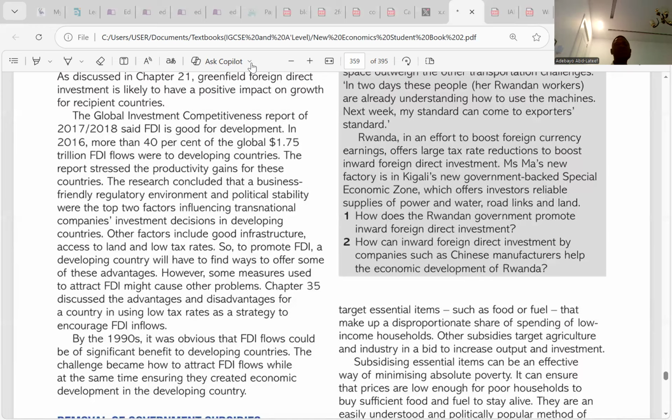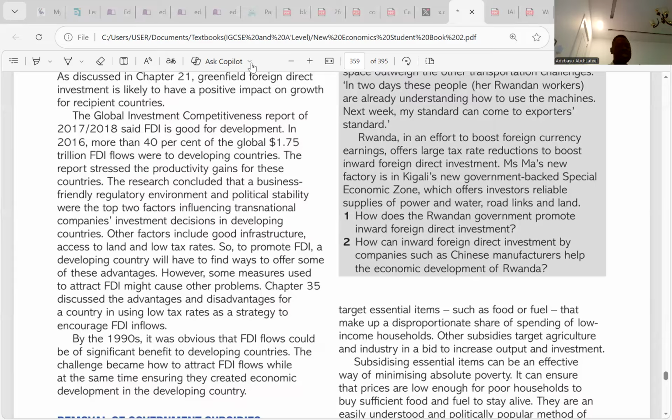So the Global Investment Competitiveness Report of 2017 and 2018 said FDI is good for development. In 2016, more than 40% of the global 1.75 trillion FDI flows were to developing countries. So the report stressed the productivity gains for these countries. The research concluded that a business-friendly regulatory environment and political stability were the two factors influencing multinational companies' investment decisions in developing countries. Other factors include good infrastructure, access to land, and low tax rates. So to promote FDI, a developing country will have to find ways to offer some of these advantages.